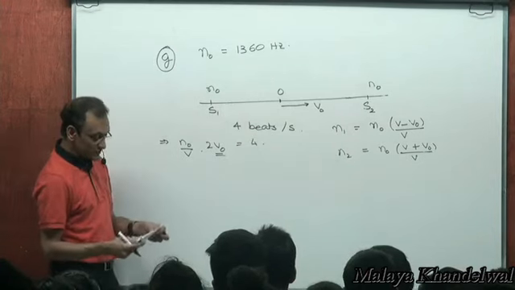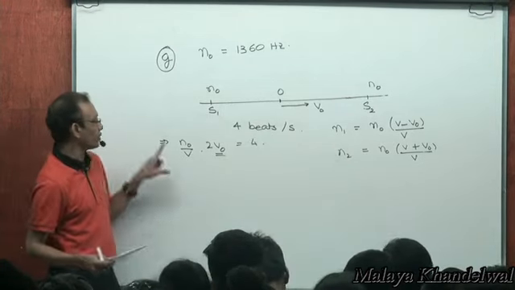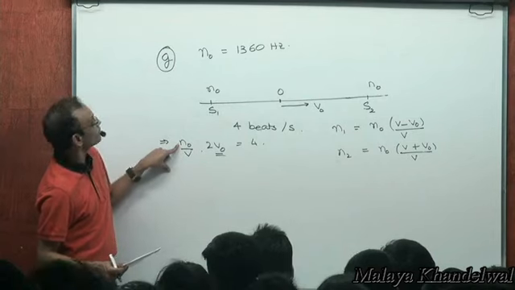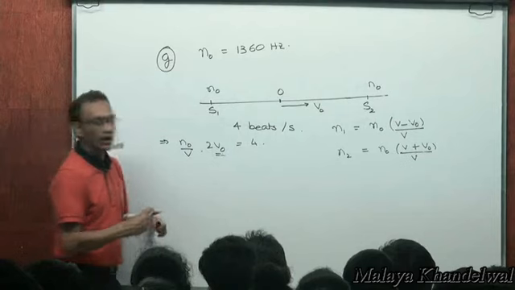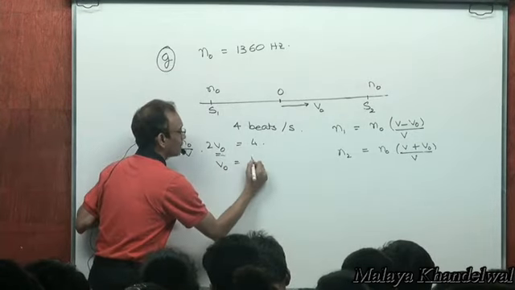V, the velocity of sound, is given to be 340 meters per second. So this will become 4, 8, V0 is half. V0 therefore will become half a meter per second.